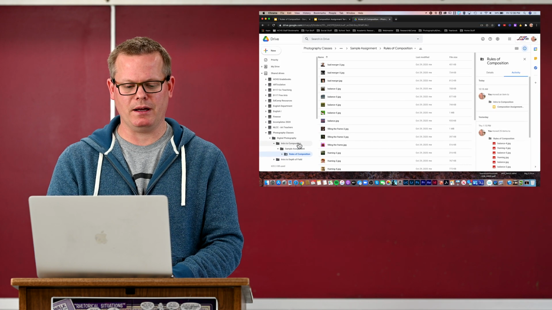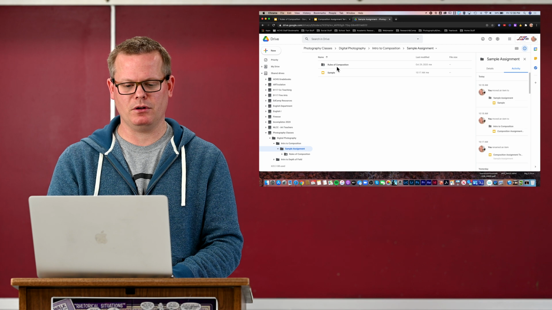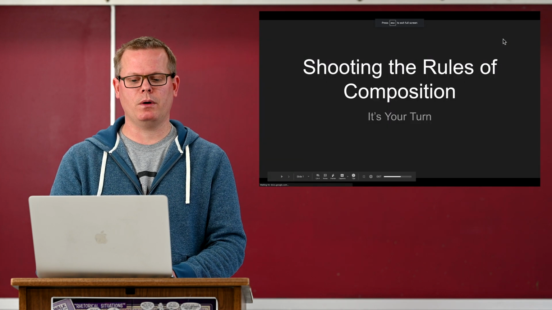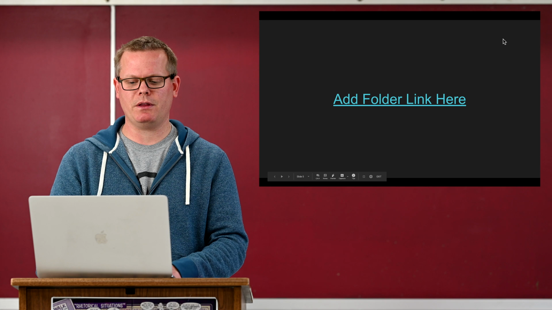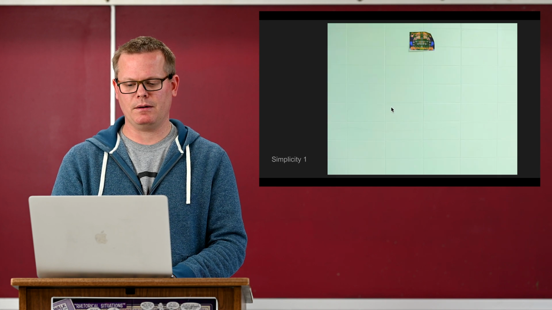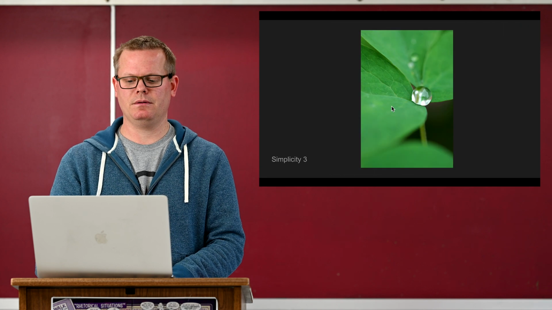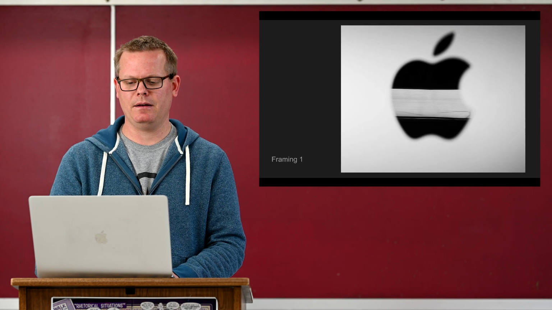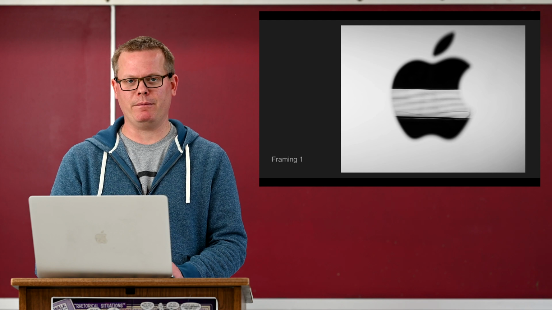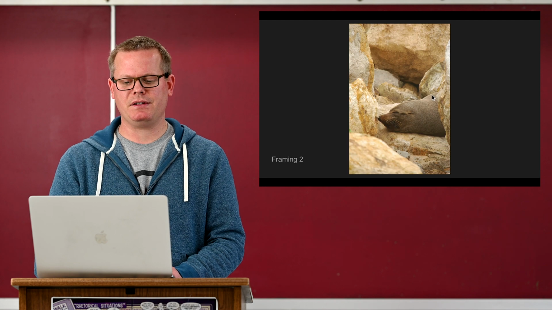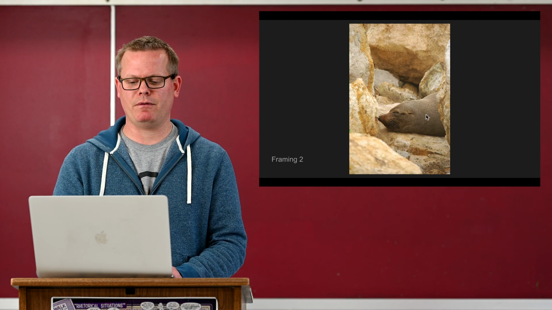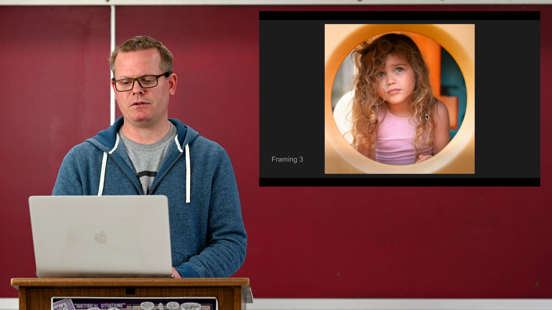Here, let me show you what a finished portfolio should look like. Here's a sample. Here's what it would look like if I did it. There's the directions we just read through. There's the link that would take you right to the folder. And then here's my first one, Simplicity 1, Simplicity 2, Simplicity 3. Some bad mergers. I got a flag growing out of my head and a tree growing out of my head, a parrot growing out of my head. Framing, I framed the lines inside the reflection of the apple on the back of an iMac. I thought that was kind of cool. There's a sea lion hiding in some rocks, and I've got the rocks all surrounding him for framing. There's my daughter framed in a circle.